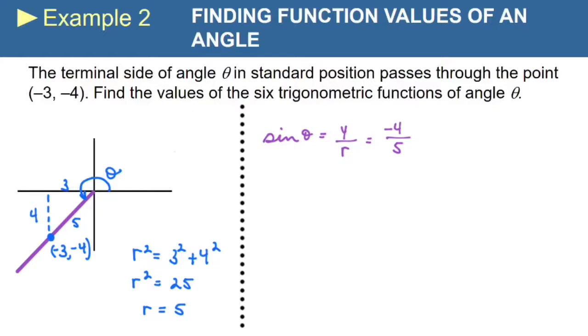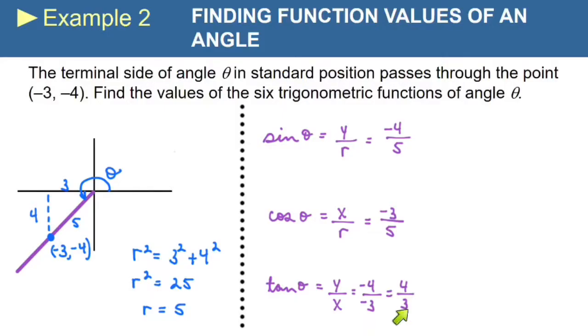It's important to keep in mind that r is always positive. R cannot be negative. This point has negative coordinates, but this length here is positive. R is a length, it must always be positive. So the sine of theta is -4 over 5. The cosine of theta is x over r, so x was -3. So cosine is going to be -3 over 5. And the tangent of theta is y over x, so that's going to be -4 over -3. And when you simplify that, negative divided by negative is positive. So the tangent of theta actually comes out positive. So we have 4 over 3.